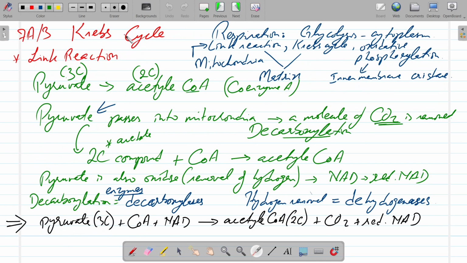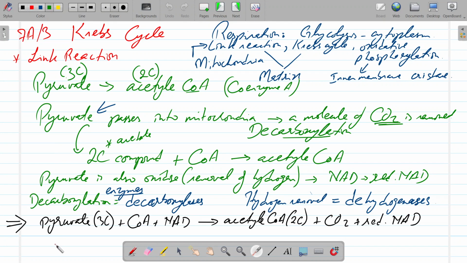Then moving on to the Krebs cycle, before that, right, there is what is called the link reaction. Right, so the glycolysis takes place in the cytoplasm of the cell. Well, the link reaction and the Krebs cycle occur in the matrix of the mitochondria, and the electron transport chain and oxidative phosphorylation occur at the inner mitochondrial membrane, the cristae. So in the link reaction, you have a 3-carbon pyruvate that is converted to a 2-carbon acetyl coenzyme A.